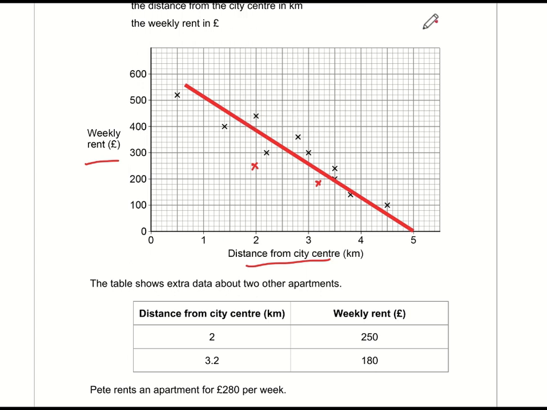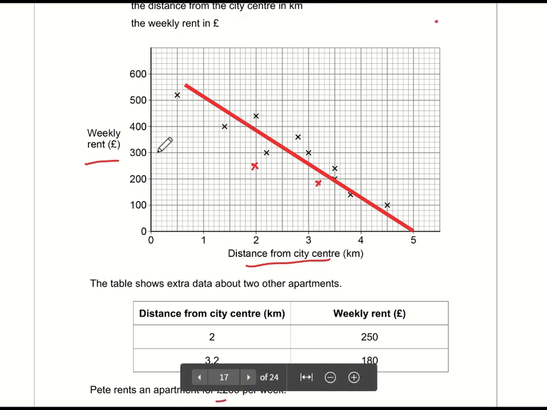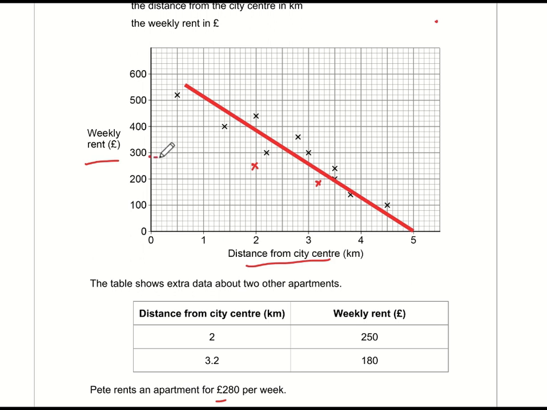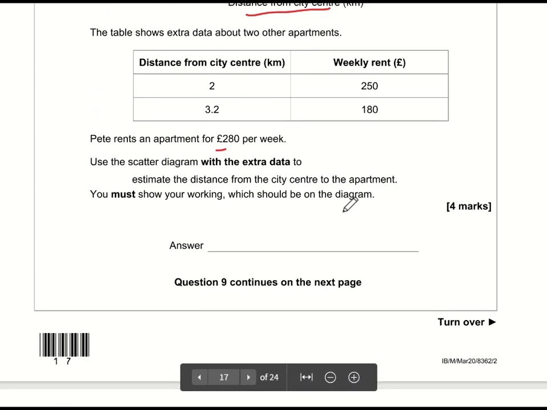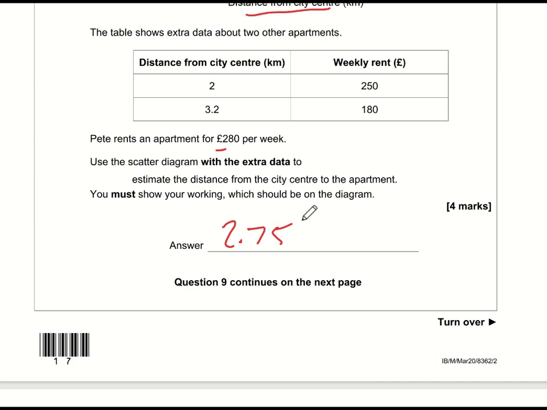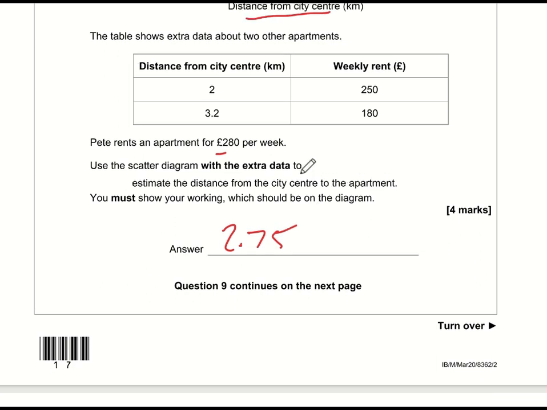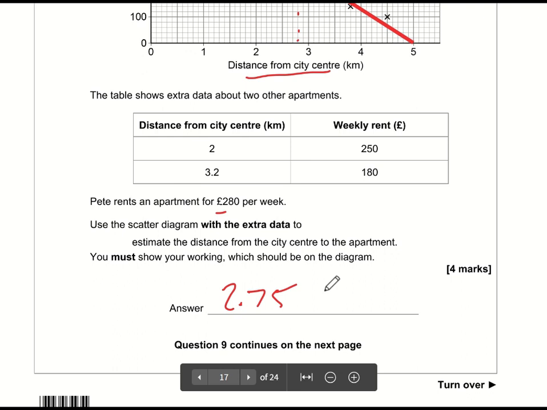From this I'm going to go up to £280, so that's this line here, and draw a horizontal line until I hit the line of the graph, which is about here. My line's a bit thick, that's the only way I could draw it, unfortunately, but it looks like it's coming down pretty much halfway between 2.5 and 3, so I would say that is 2.75 kilometres. Of course, since people can do different lines of best fit, a range of answers would be acceptable here.